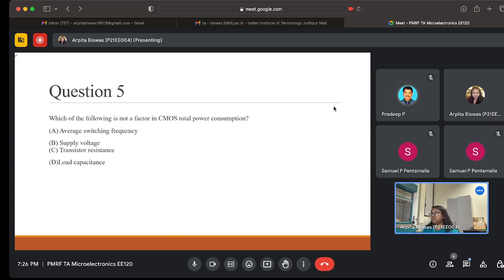Next we are moving towards question number 5. Which of the following is not a factor in CMOS total power consumption? The first option is the average switching frequency, the second option is the supply voltage, the third option is the transistor resistance, and the fourth option is the load capacitance. Transistor resistance, madam. Samuel, what is the right answer?